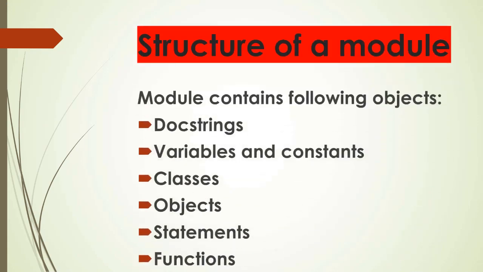So the next is the structure of a module. The structure of a module contains docstrings. Docstrings mean: the function you are using, what is the use of that function? You have to just define it. And a docstring is defined by 3 single quotes or 3 inverted commas. If you are opening a docstring, then you have to close it. It is mandatory.